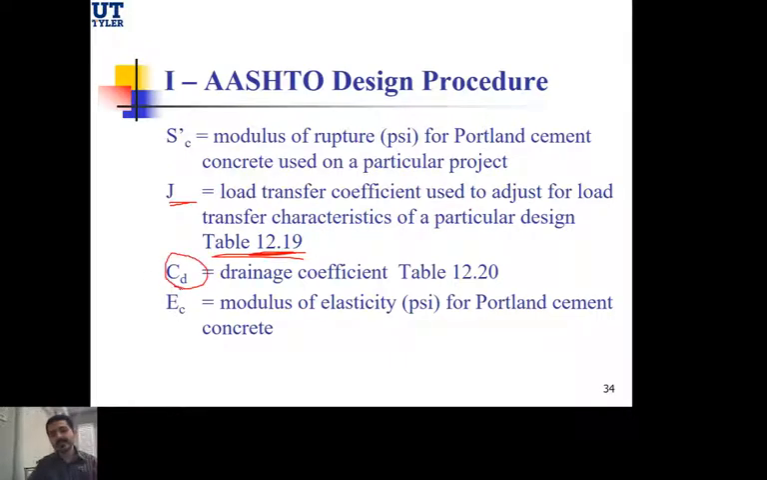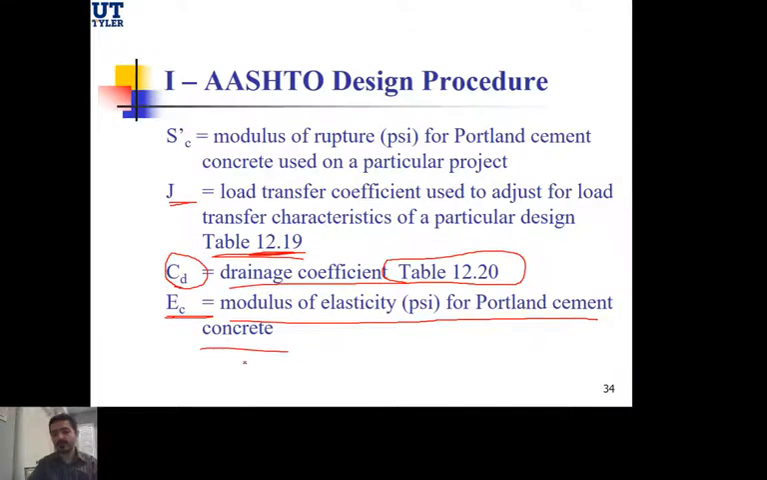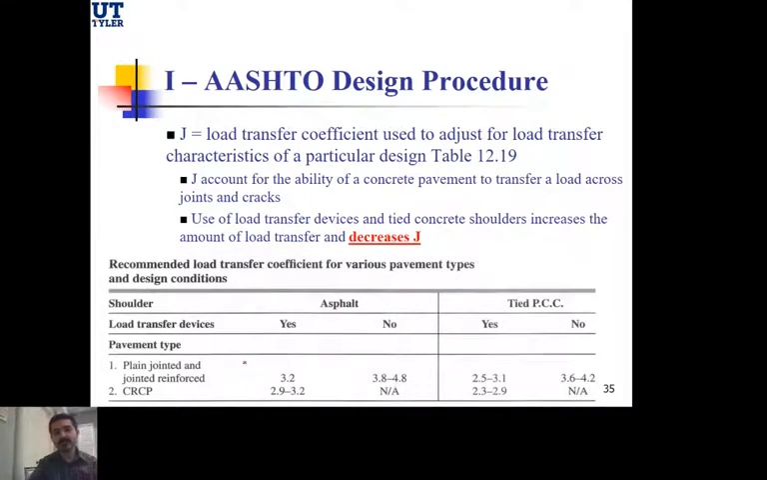CD is the drainage coefficient. For some reason, when AASHTO moved from flexible pavement, where they used to call it M, which is the drainage coefficient, for the rigid pavements they call it CD, which is the drainage coefficient, and it has Table 12.20. And then EC is the modulus of elasticity for Portland cement concrete. So let's get going first with the J.